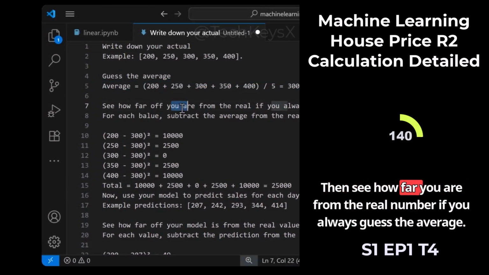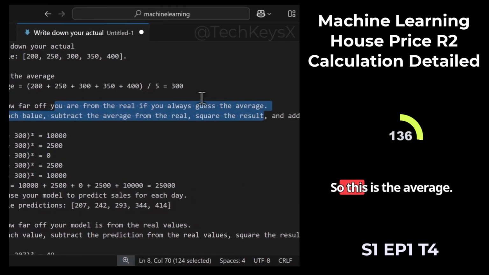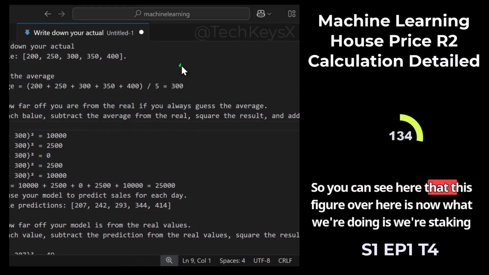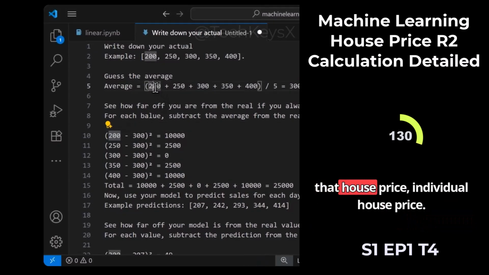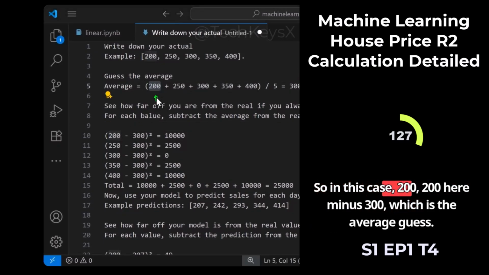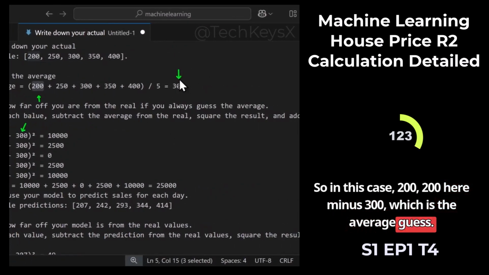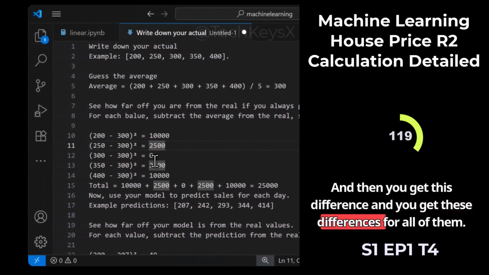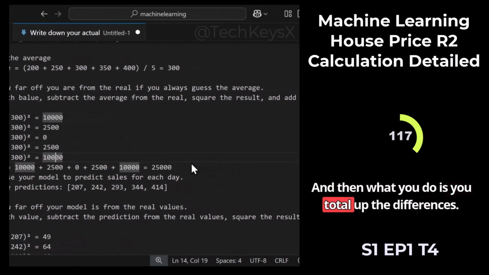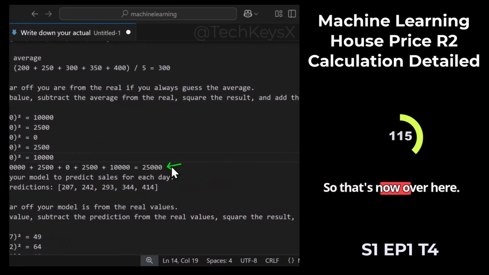Then see how far you are from the real number if you always guess the average. So this is the average. What we're doing is taking the individual house price, in this case 200 here, minus 300, which is the average guess. So this is the average price, and then you get this difference. You get these differences for all of them, and then you total up the differences. So that's now over here.